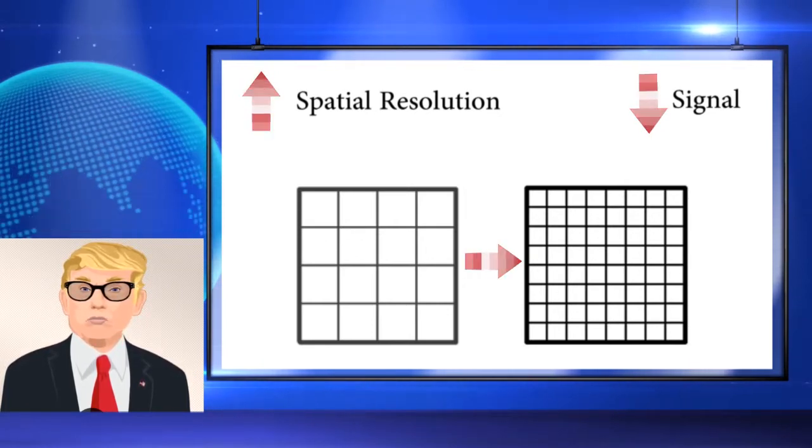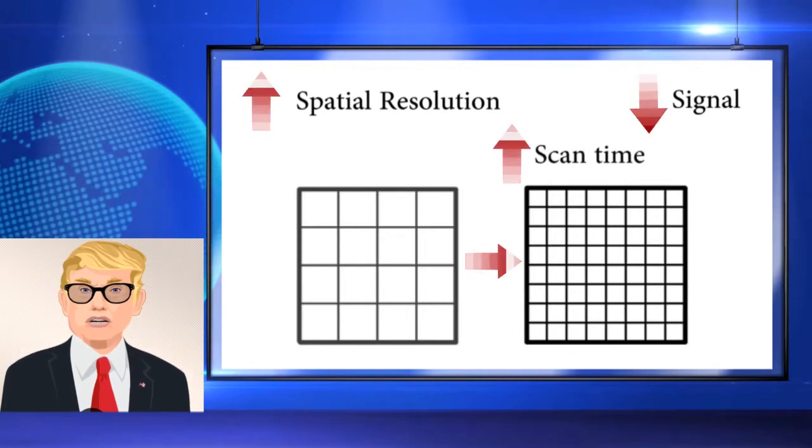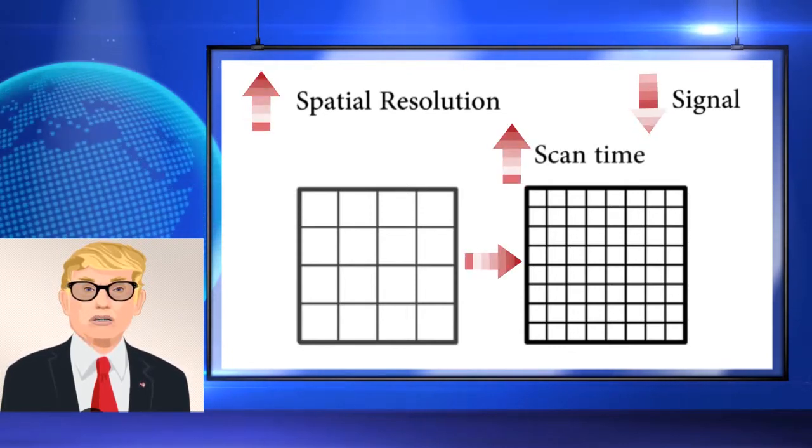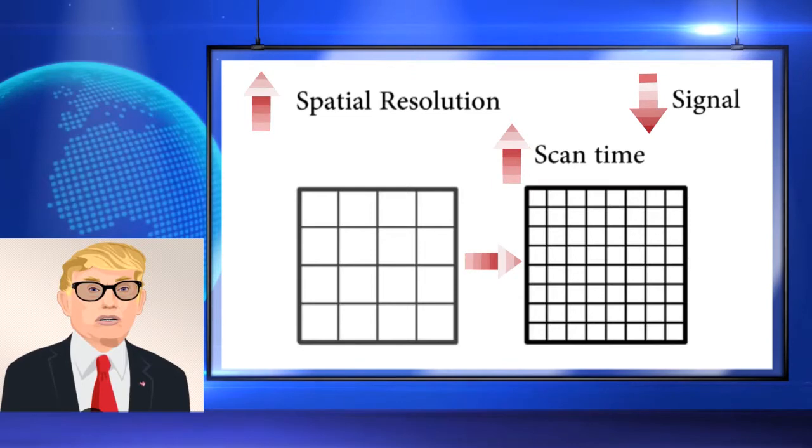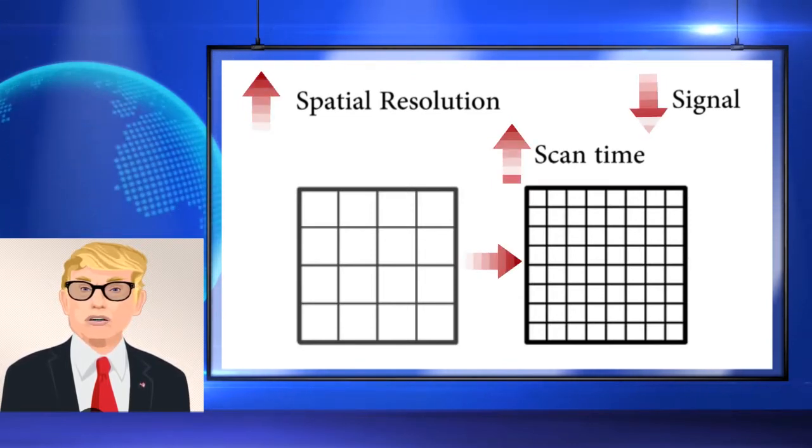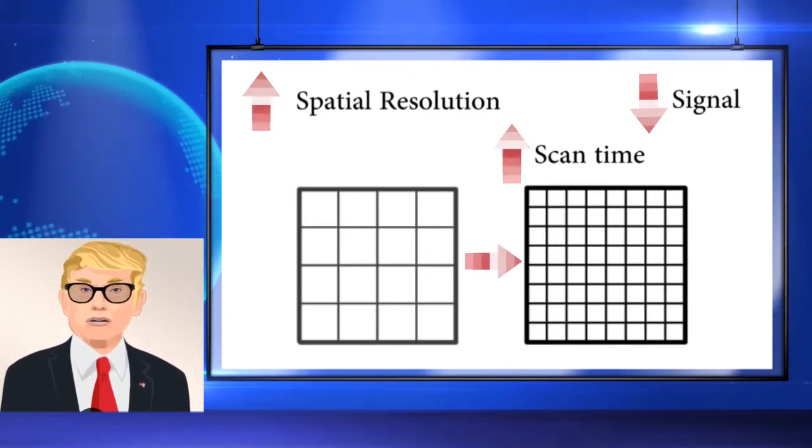Last but not least, we also increase scan time, as more voxels need to be acquired. Note this is only in the phase encoding direction, as each voxel requires a new signal, that is, more voxels means more signals need to be created.